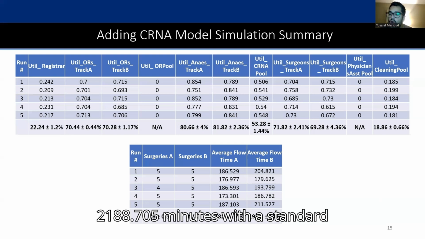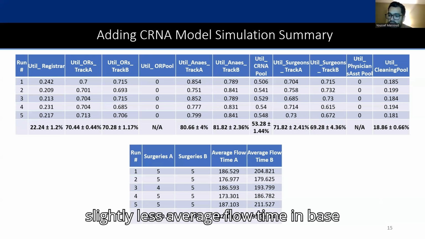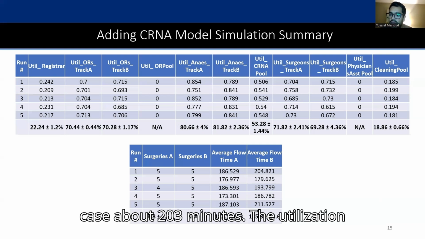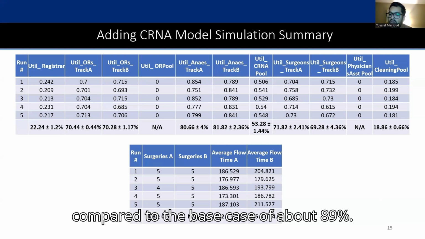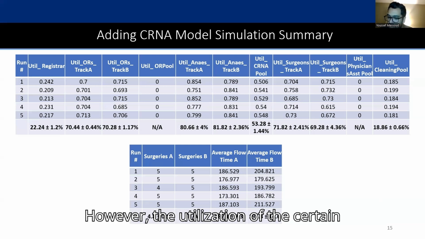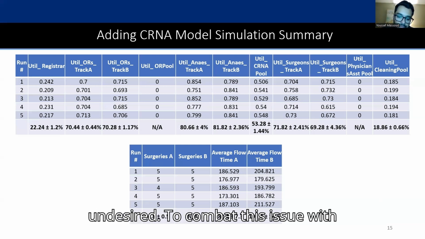The average flow time averages to 188.705 minutes, with a standard deviation of 10.45 minutes, which is slightly less average flow time than the base case, about 203 minutes. The utilization for each anesthesiologist decreased to about 81% compared to the base case of about 89%. However, the utilization of the surgeons increased from the base case, which is undesirable.